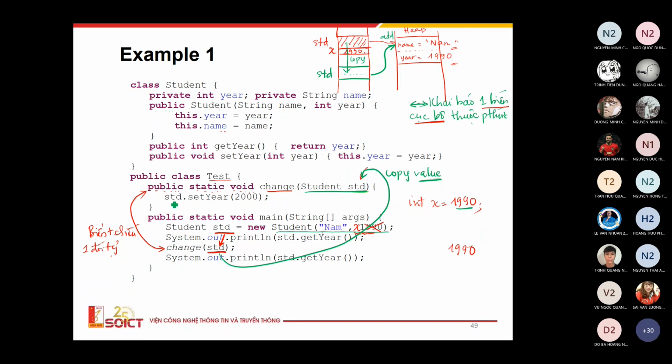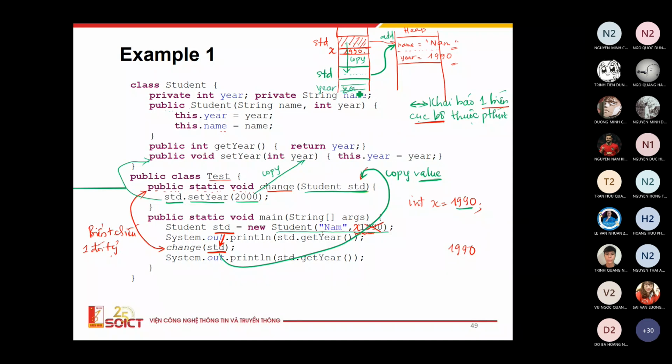Tiếp tục chạy vào trong thân của phương thức này thì có lệnh là std.setYear 2000, đúng không? Thì setYear này chính là phương thức ở đây đây. Year 2000 được copy vào đây, đúng không? Year này là một year cục bộ ở đây. Có một year cục bộ.